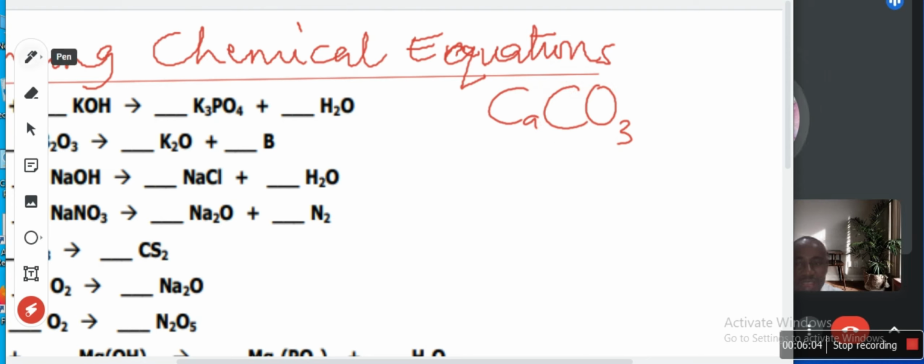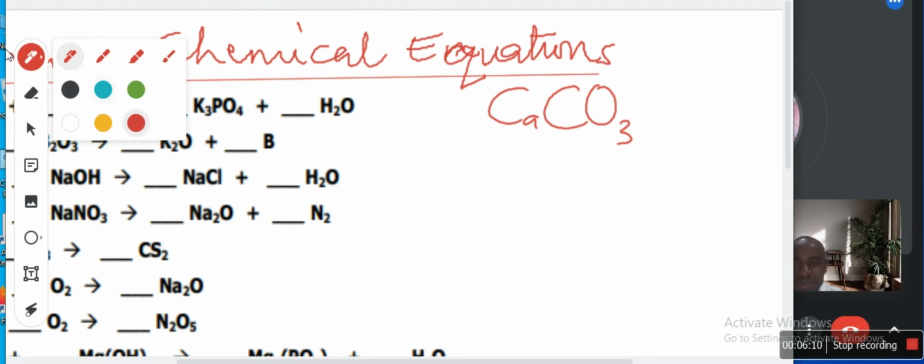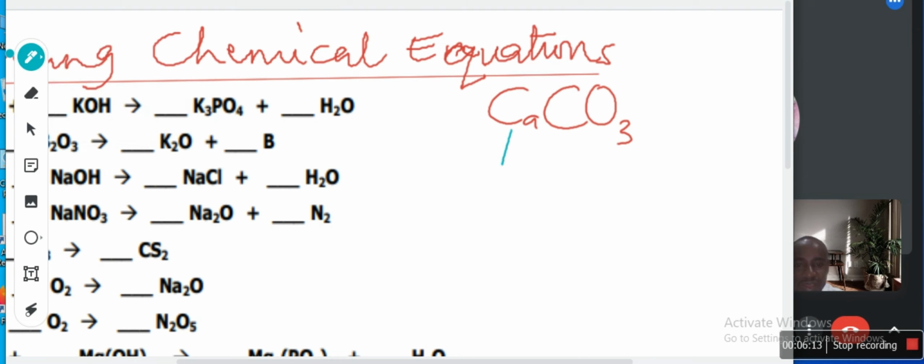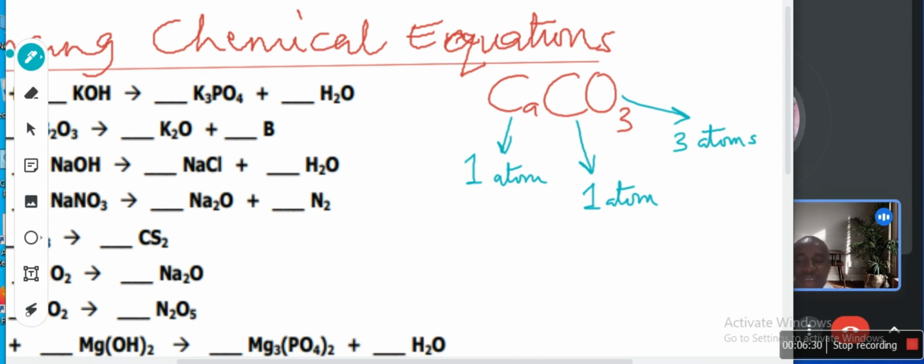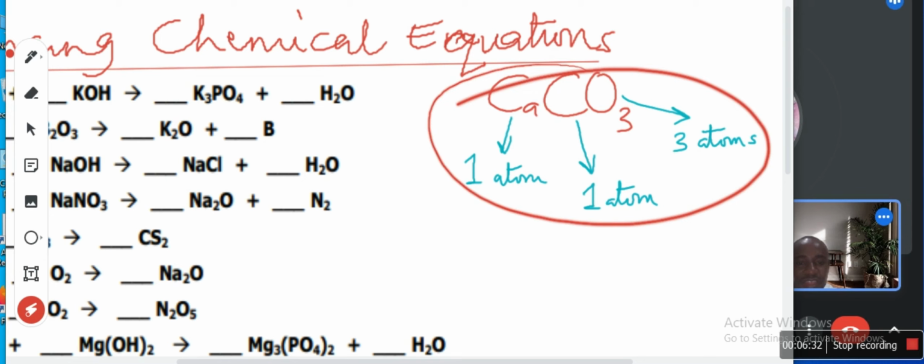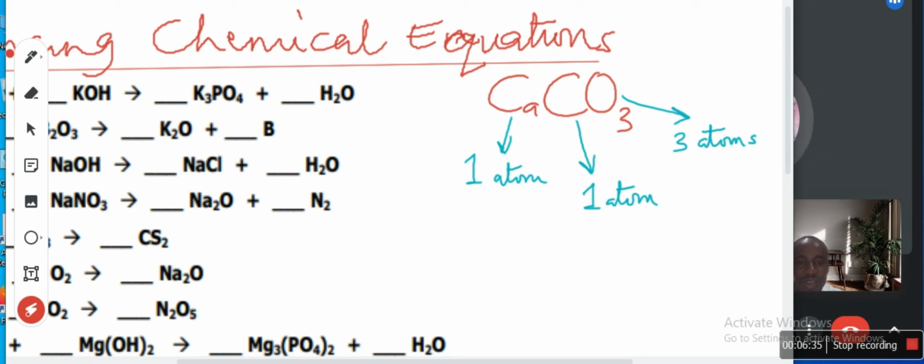Let me write down the things you said. Calcium is 1 atom. Carbon is 1 atom. While oxygen is 3 atoms. Sometimes you may be asked how many atoms are altogether in this. 5 atoms altogether, isn't it? Yes.